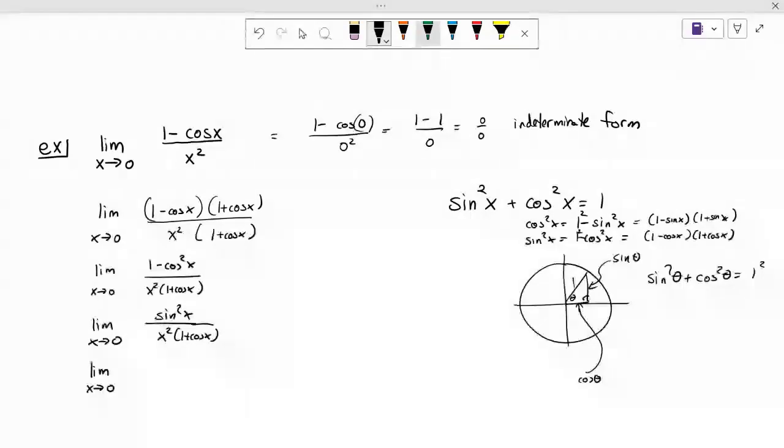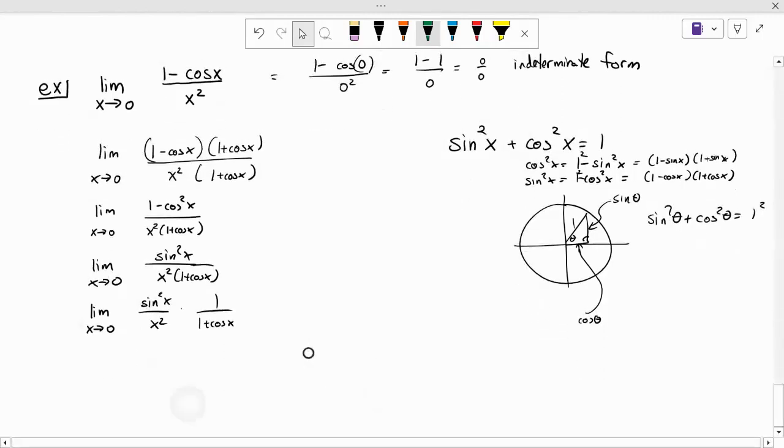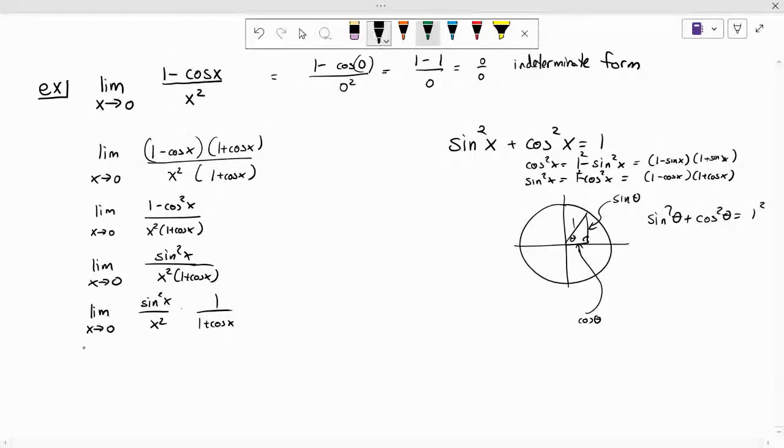We used our Pythagorean trig identity. And then we're going to think of this as sine squared over x squared times 1 over 1 plus cosine x. Again, anticipating that as x goes to 0, this factor over here is not a problem, because as x goes to 0, cosine becomes 1. But for the first factor, we will have to use our special trig limit. You can think of it as sine x over x, quantity squared, using properties of exponents.